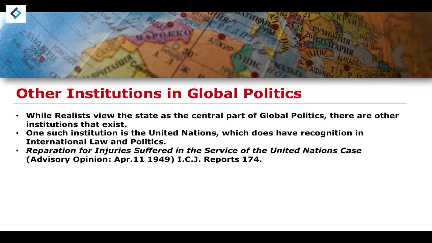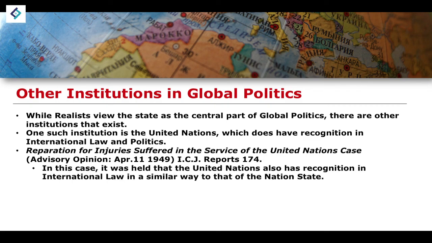And so this case here, the case on the Reparation for Injuries Suffered in the Service of the United Nations, is an advisory opinion, and it talks about the kind of reparations that are granted to people who worked for the United Nations, who had suffered, who had been killed in the service of the United Nations, and recognizing the United Nations as to whether or not it has any kind of legitimacy within both international law and global politics. In this case, it was held that the United Nations has recognition in international law and in global politics in a similar way to that of the nation state.